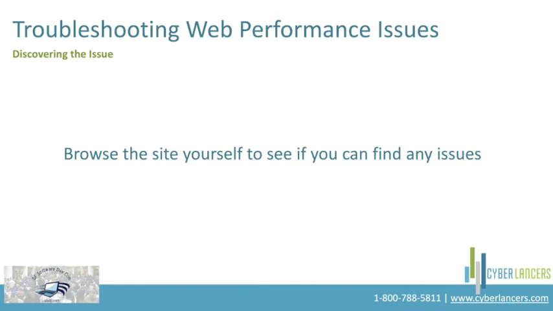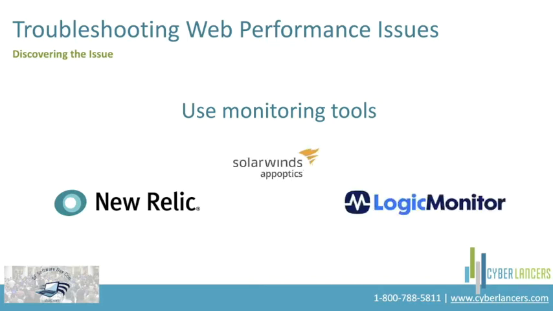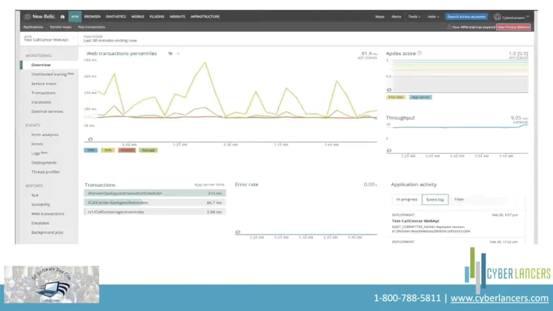So next, you can try browsing the site yourself to see if you can find any issues. So you can start going on to production, navigating around the website, seeing if you find anything that might be not performing as you expected it to. You could also use monitoring tools. One of the monitoring tools that I've started to use recently that I've found to be helpful is a tool called New Relic. You also have SolarWinds AppOptics, LogicMonitor, or other monitoring tools that sit on IIS or your web server that allow you to get more in-depth information as to how your website is performing.